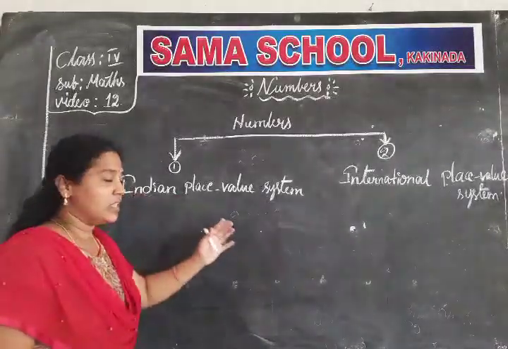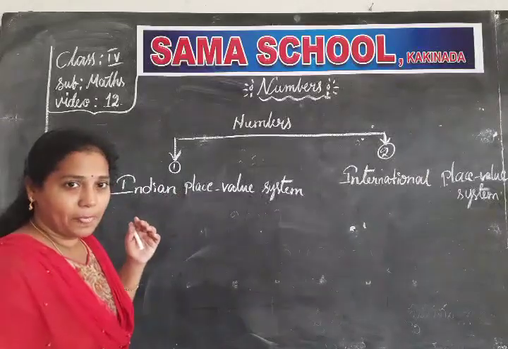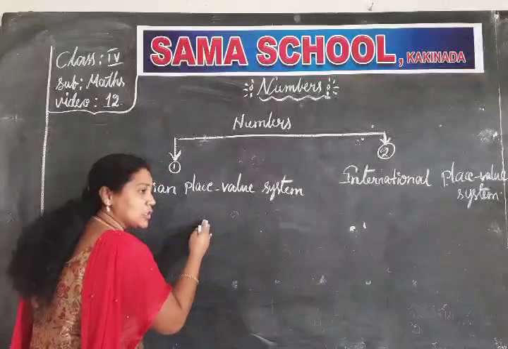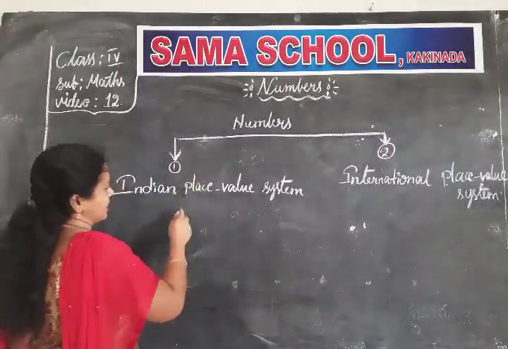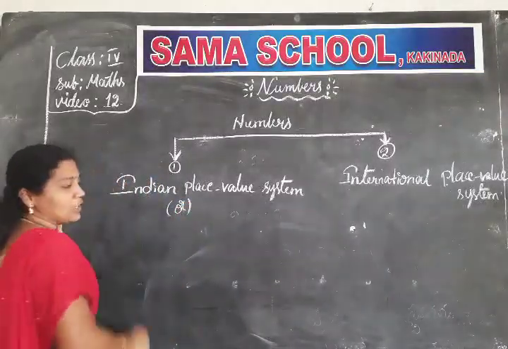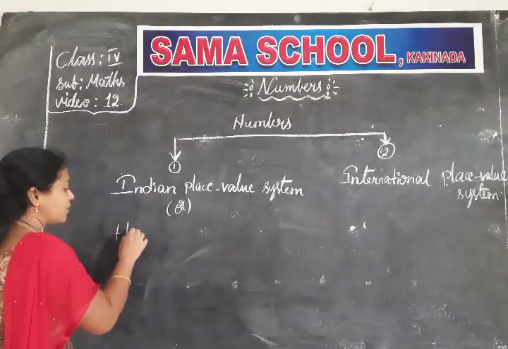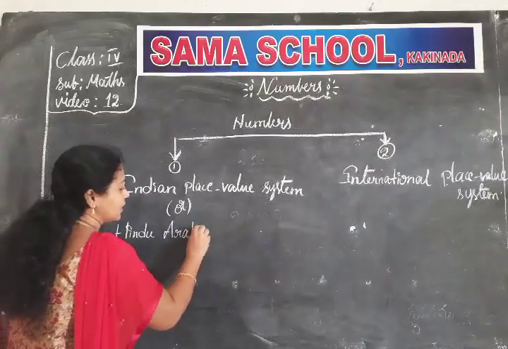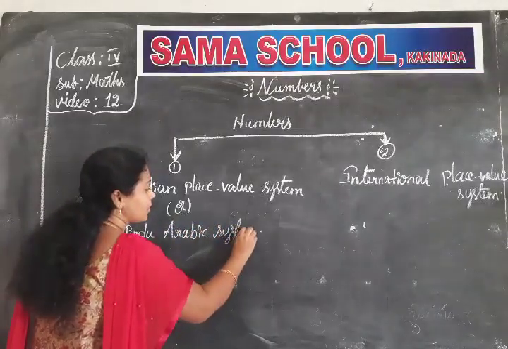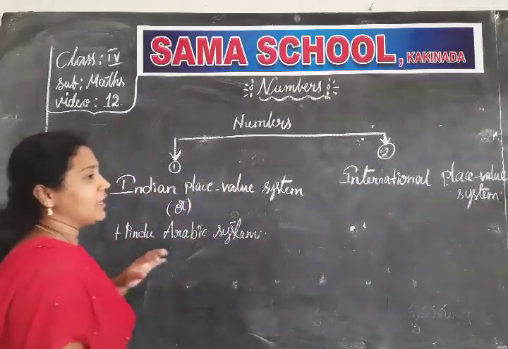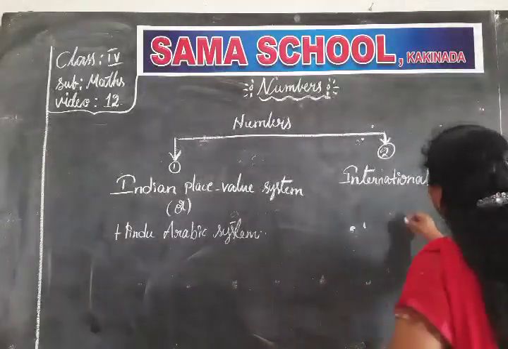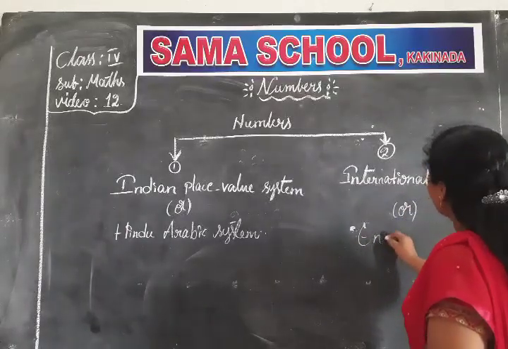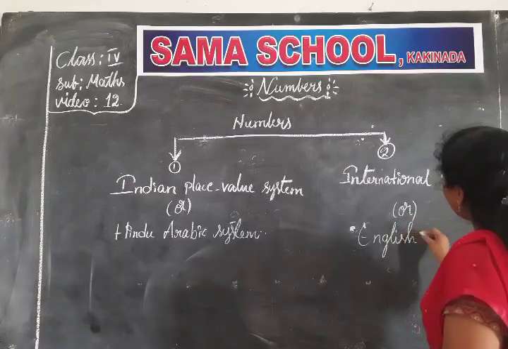Now, in the Indian place value system, how many places are there? What are those places? I want to recall once again. Okay, look at the board. The Indian place value system is also known as the Hindu-Arabic system. Now coming here, the international place value system is also known as the English system.